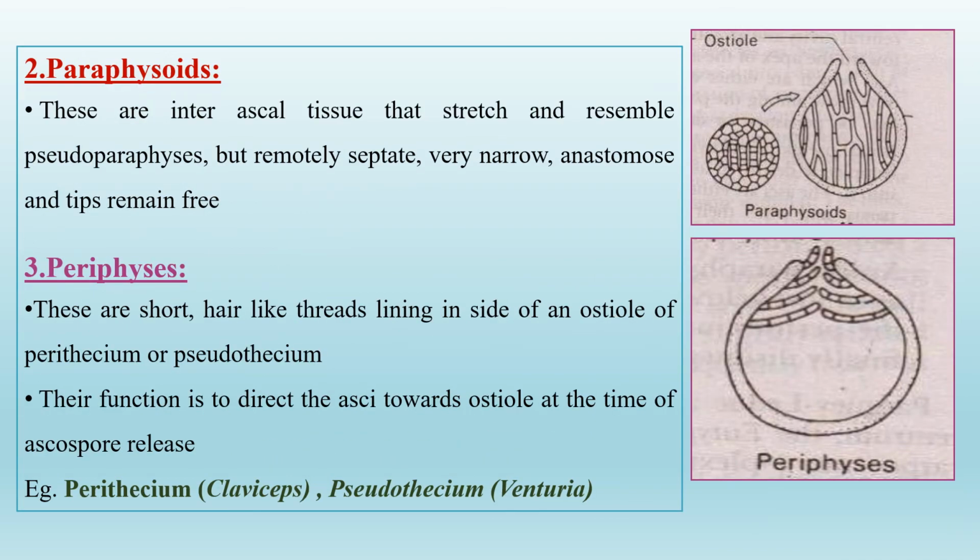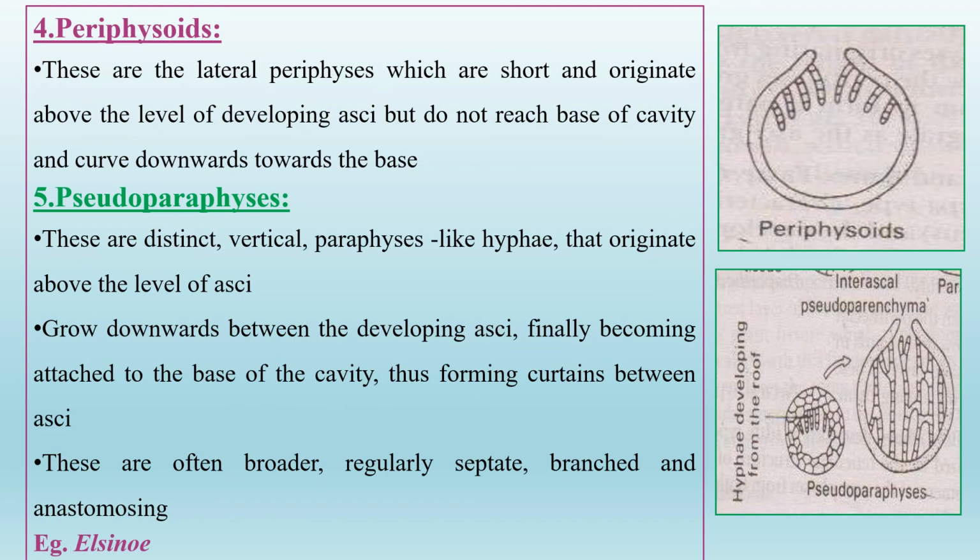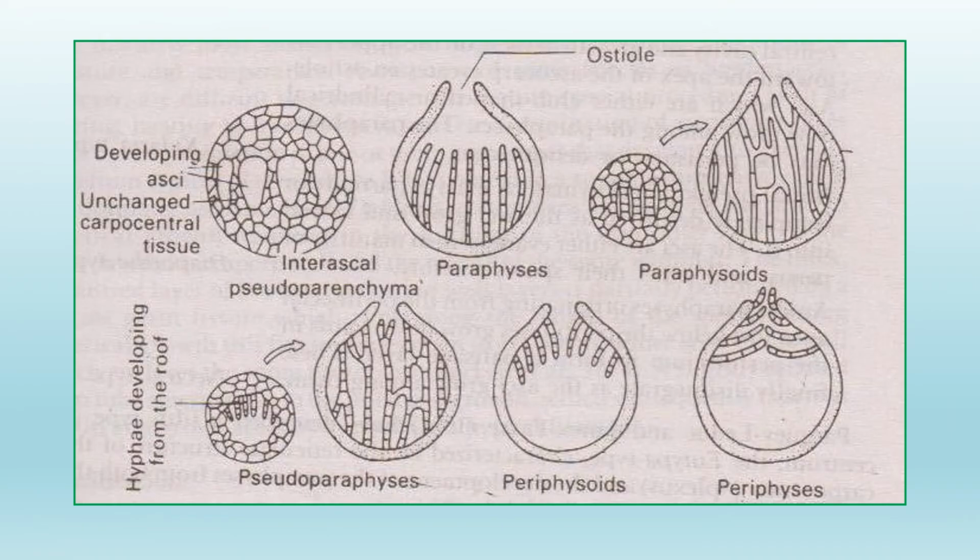One thing, paraphysoids, here we can see are less septate, but pseudoparaphyses are heavily septate. Even though they arise at the top, they spread towards the bottom and connect bottom and top. An example where we can find these pseudoparaphyses is Elsinoe. Here we can see the different sterile thread-like structures.